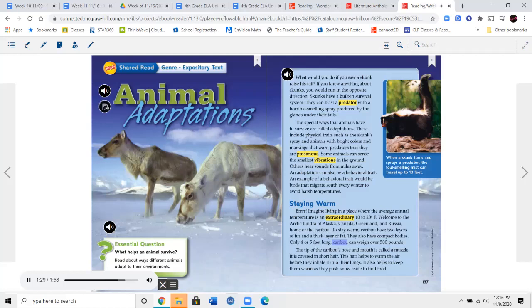The tip of the caribou's nose and mouth is called a muzzle. It is covered in short hair. This hair helps to warm the air before they inhale it into their lungs. It also helps to keep them warm as they push snow aside to find food. When a skunk turns and sprays a predator, the foul-smelling mist can travel up to 10 feet.